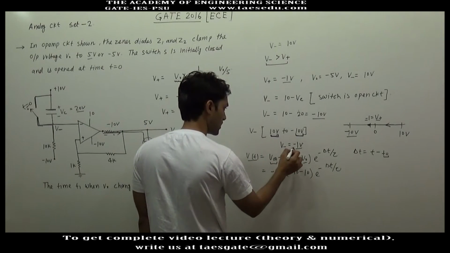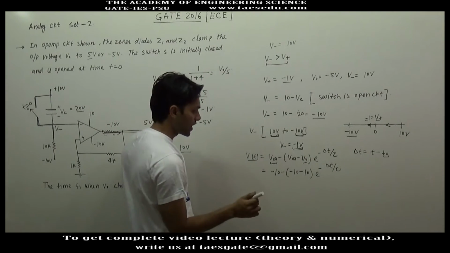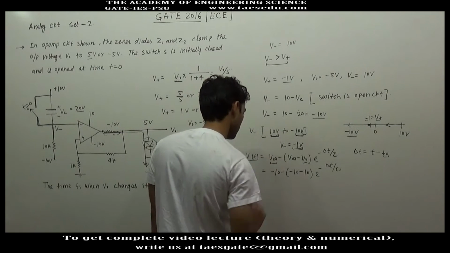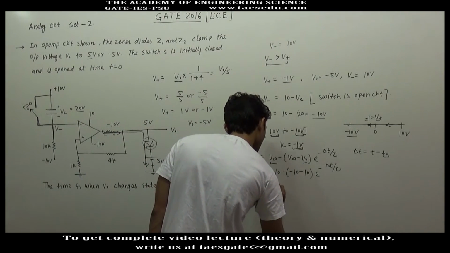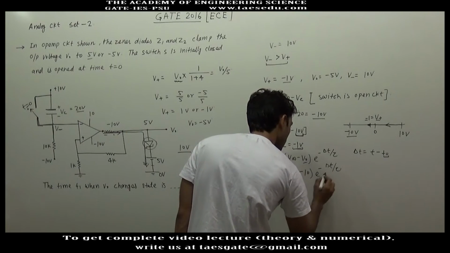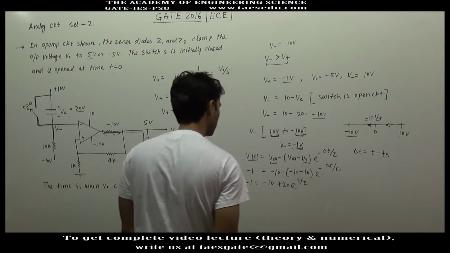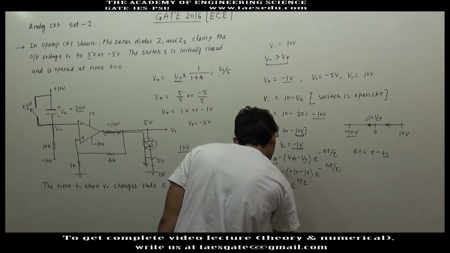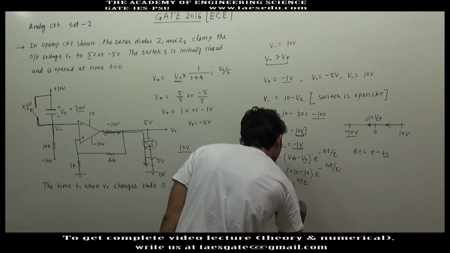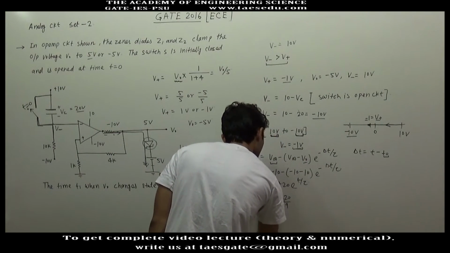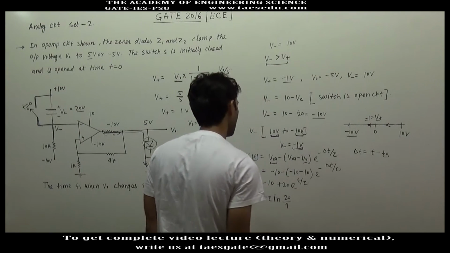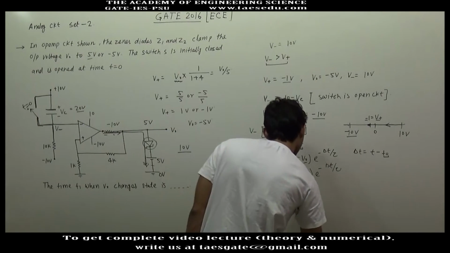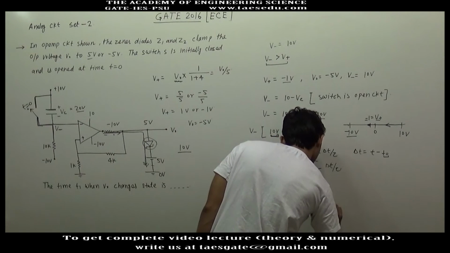We have to find the time t when V(t) will be minus 1 volt. So here we put minus 1 volt. So minus 1 will be equal to minus 10 plus 20 into e to the power minus t divided by tau. So t will be equal to tau ln 20 divided by 9, and tau is equal to R into C. This is RC ln 20 by 9.